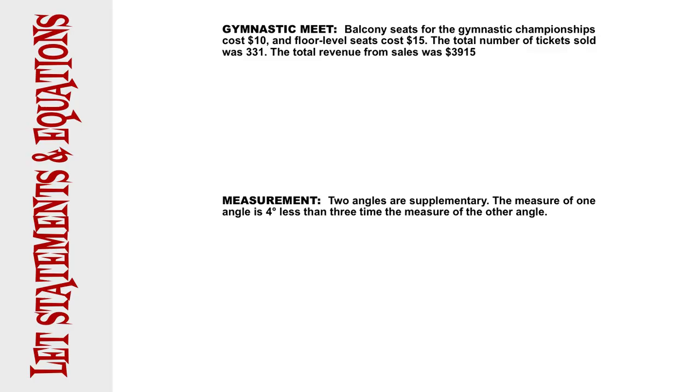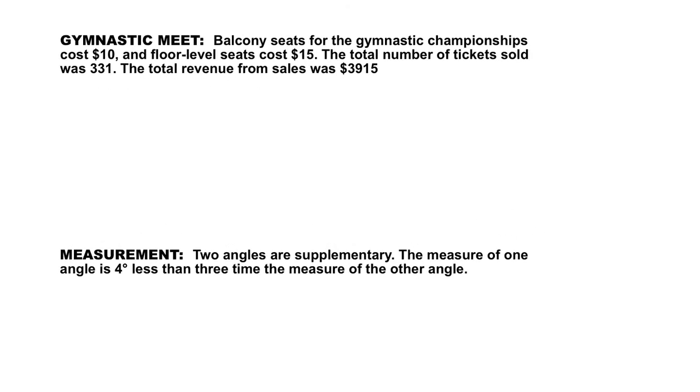One more slide about let statements and equations. And now we have a gymnastic meet. Balcony seats for the gymnastic championships cost $10. And floor level seats cost $15. The total number of tickets sold was 331, and the total revenue was $39.15. So again, I'm going to use variables that make sense to me. So let B equal the number of balcony seats sold.